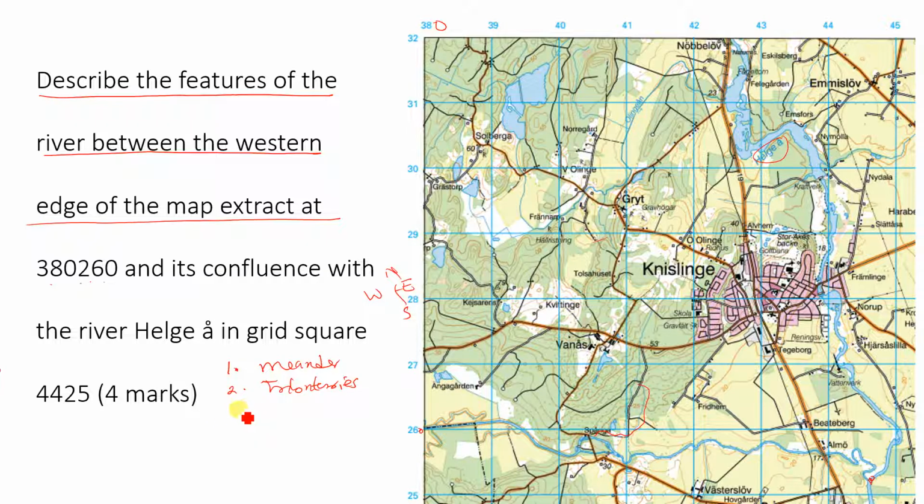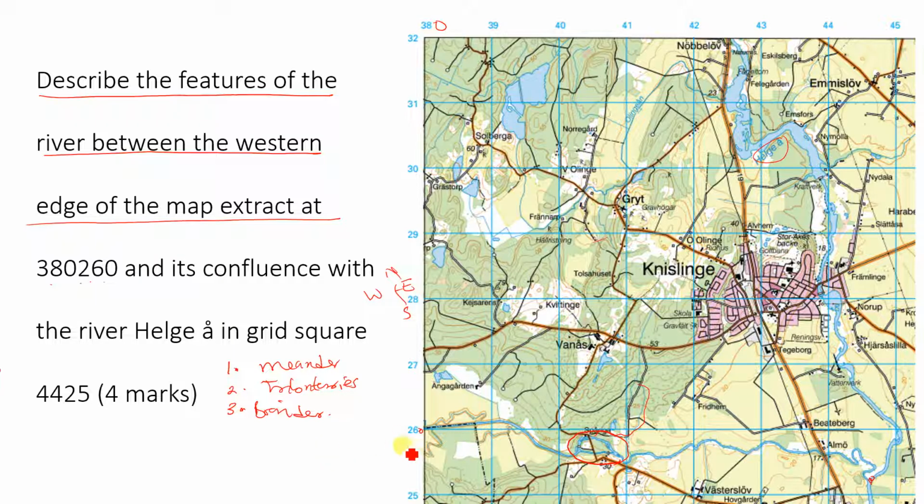I've mentioned meanders. Number 3, if you look at this feature here, this is what we call the braided feature. This one, the river splits and rejoins. So the river is braided, like you're plaiting. It splits and rejoins.